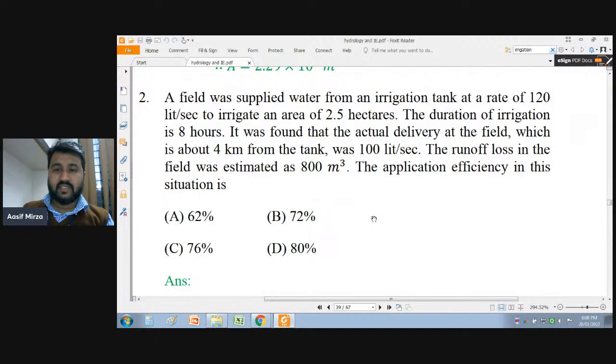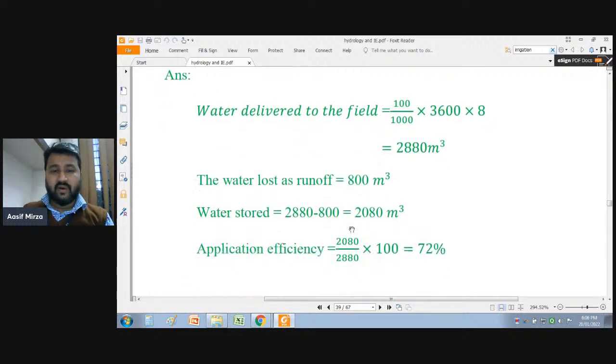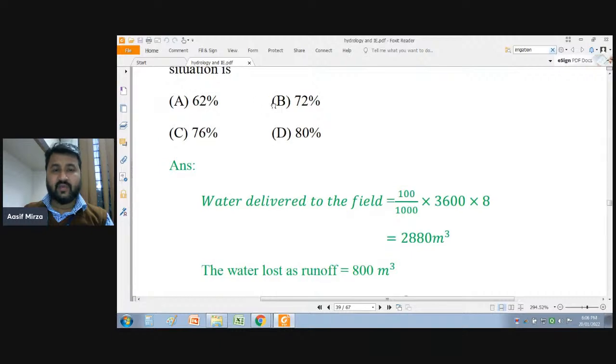The application efficiency in this situation is, so how we have to calculate it: the water delivered to the field we have calculated as 2880 meter cube. This equation we have already seen in the lecture itself. By using all these equations, we got the application efficiency as 72%. So option B will be the right answer for this.